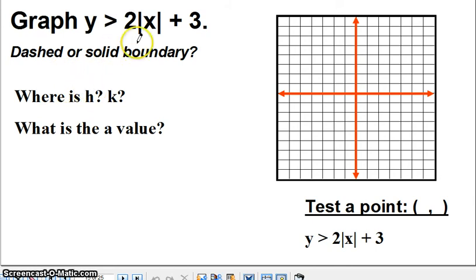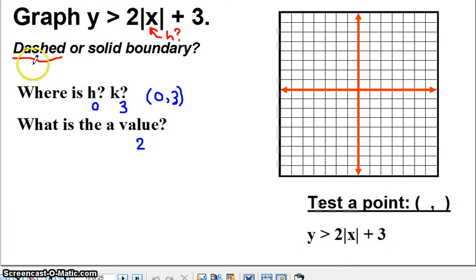Where is H and K? And what is our A value? A, remember, will tell you how wide or how thin this V, quote unquote, will be. All right, so we have a dotted boundary. Our H should be in here between our absolute value symbols. We don't have a plus or minus anything. Our H is 0. K, back here behind the absolute values, which is 3.